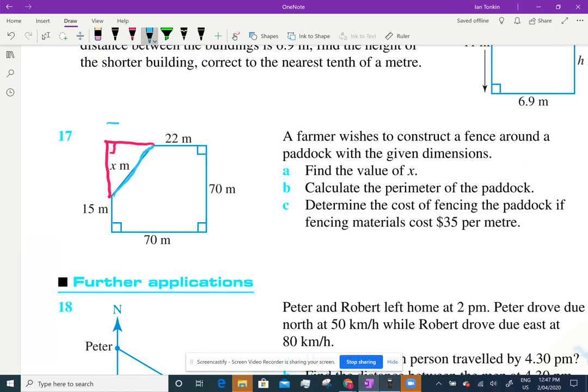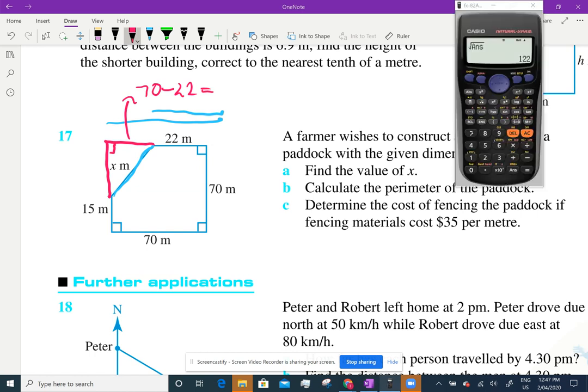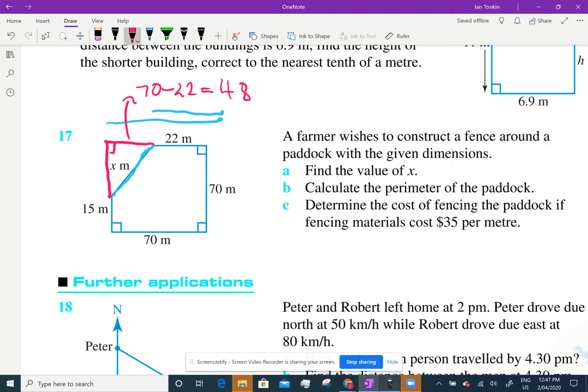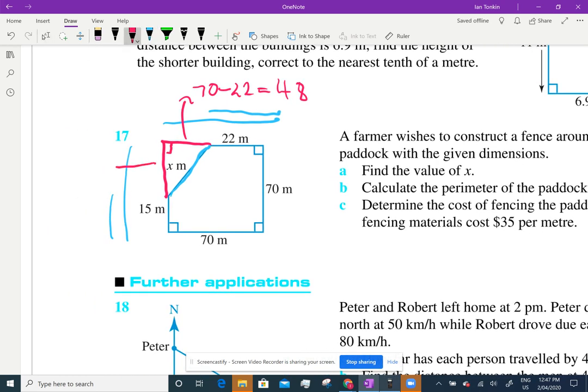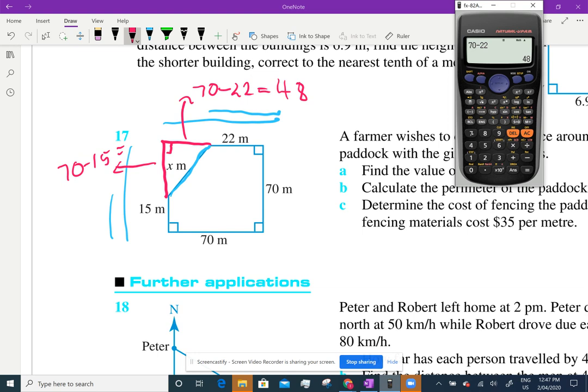Well, this distance is 70 and this distance is 22. So this distance here is 70 minus 22. And again, calculator, 70 minus 22, 48. So that's 48. Over here, this distance is 70 and this distance is 15. So this distance is 70 minus 15. Again, calculator, 70 minus 15, 55.